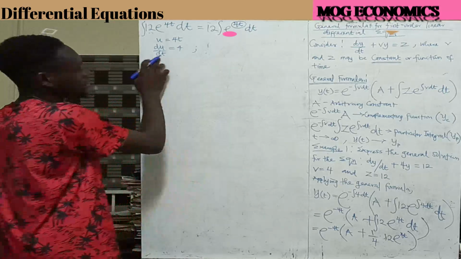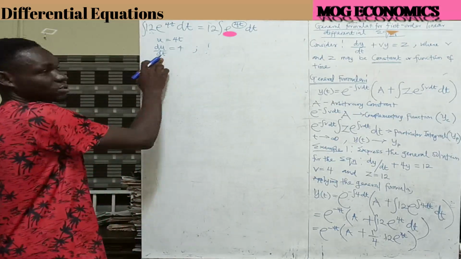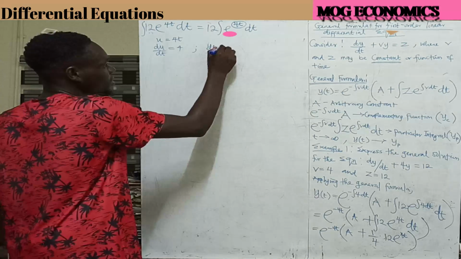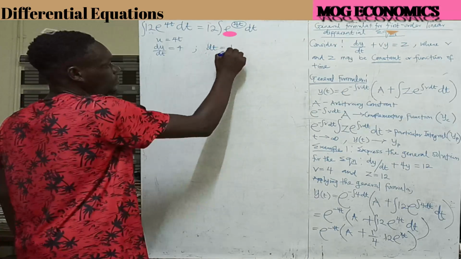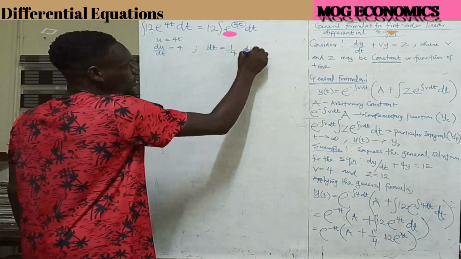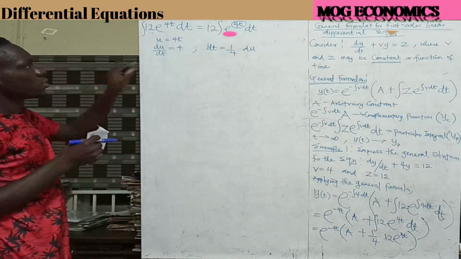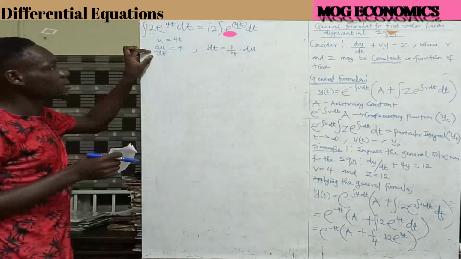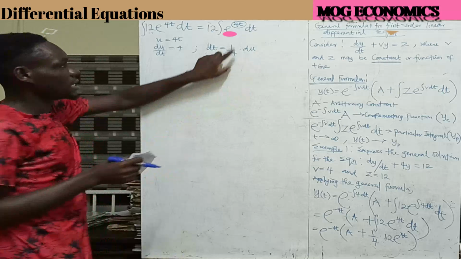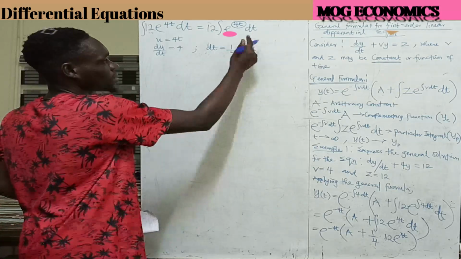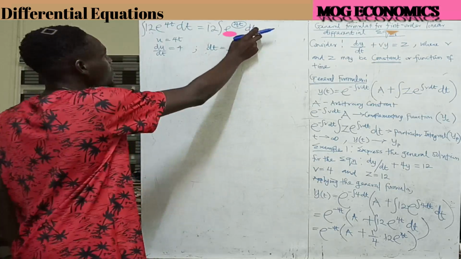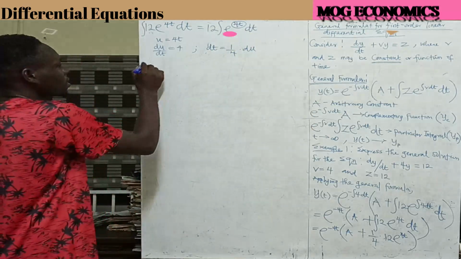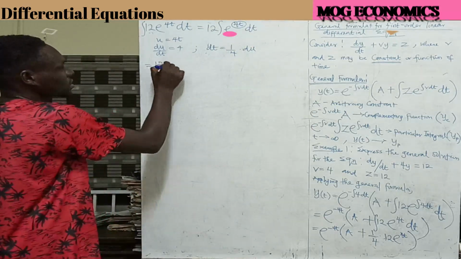So here, from the inverse of this, our dt, we are making dt the subject, is 1/4 du. So we make dt the subject from here. So we have this. Then what we have here, we are substituting here. So then our result becomes this.